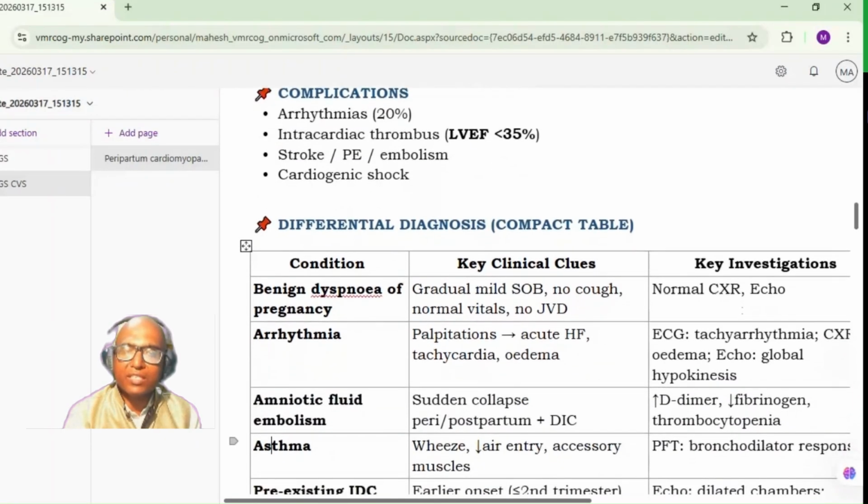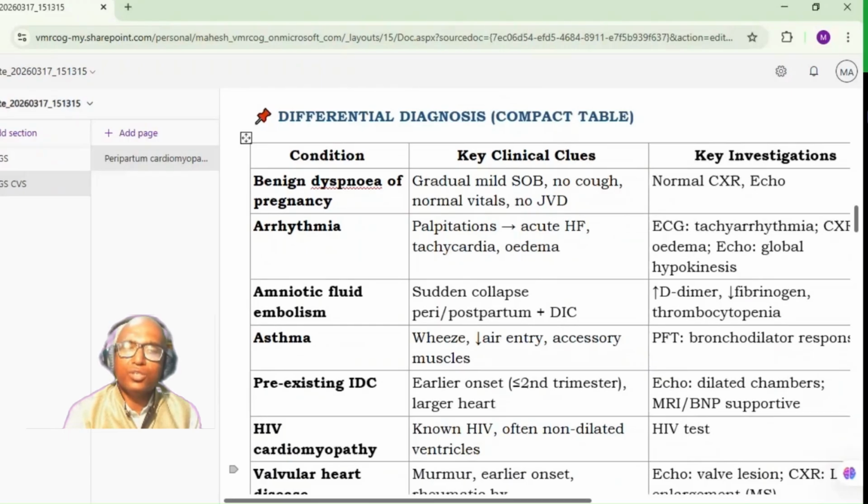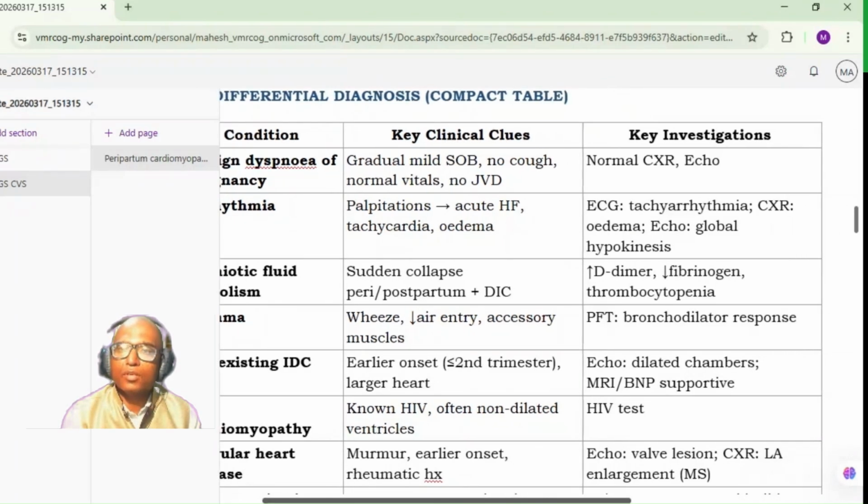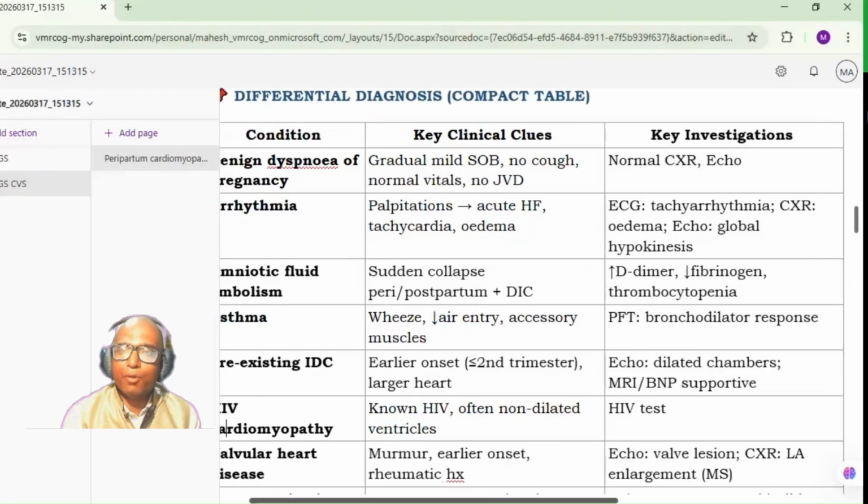Then what is the differential diagnosis of this condition? You may have benign dyspnea of pregnancy. The clinical presentation will be gradual and mild shortness of breath. There is no cough, normal vitals, and on investigation, chest X-ray will be normal, 2D echo will be normal. There may be arrhythmia, presentation will be palpitations, acute heart failure, tachycardia, edema. ECG will show tachyarrhythmia, chest X-ray will show pulmonary edema, echo will show global hypokinesis.